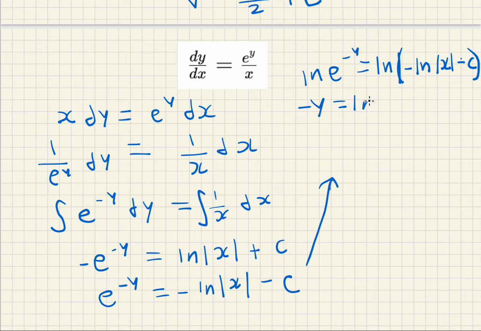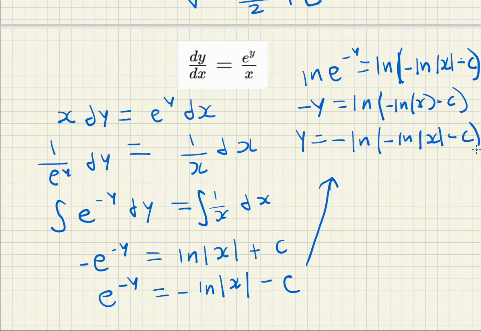Equals natural log of negative natural log x minus c. And so we transfer the negative sign over and we get y equals negative natural log of the negative natural log of x minus c. And so that is our equation for y.